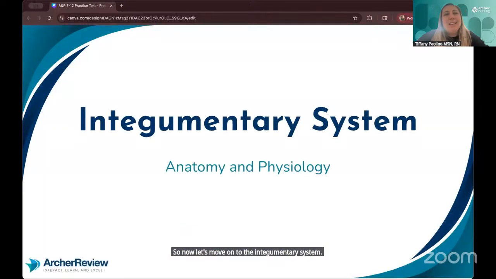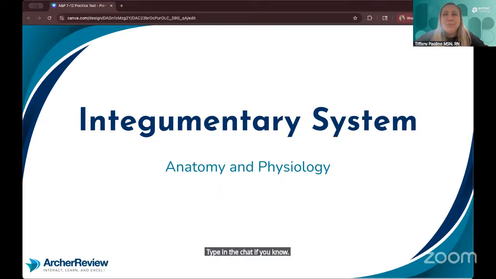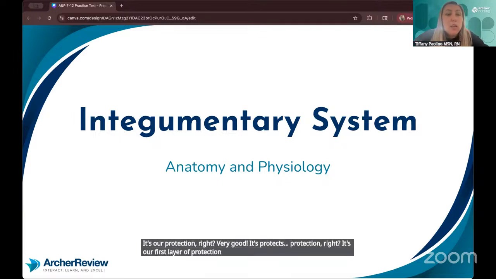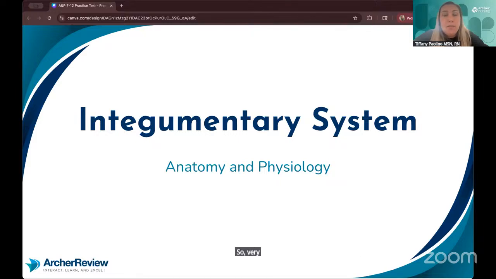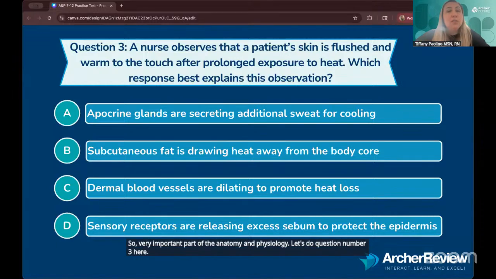Why is the integumentary system so important? Does anyone remember? Why is the integumentary system so important? Type in the chat if you know. It's our protection, right? Very good. It's our first layer of protection. Excellent. So, very important part of the anatomy and physiology. Let's do question number three here.